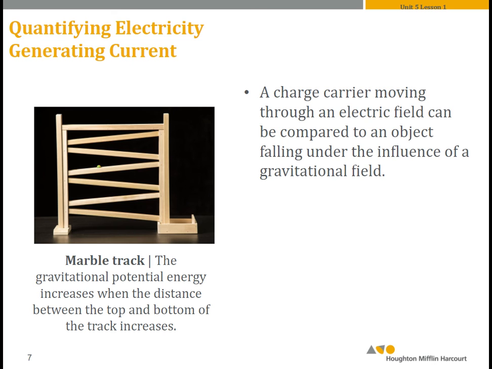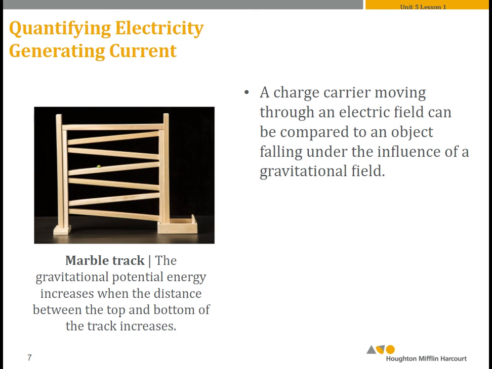So think about a charge carrier. And again, a charge carrier can be an electron or it can be a charged ion. It's anything that has charge and moves through an electric current, through some kind of medium. So a charge carrier moving through an electric field is in a lot of ways similar to an object falling under the influence of a gravitational field.